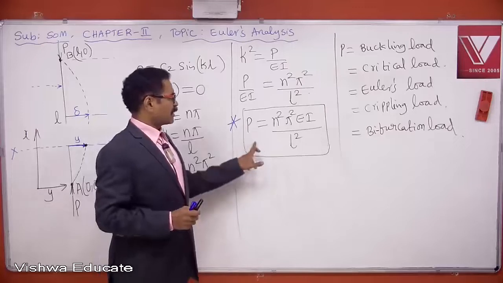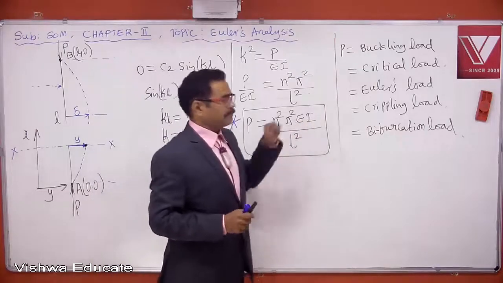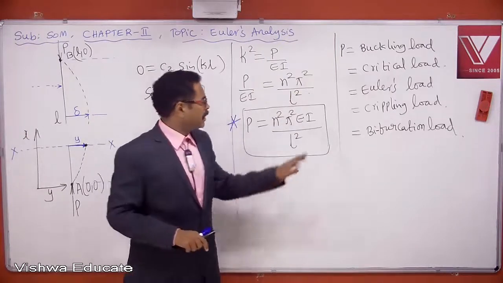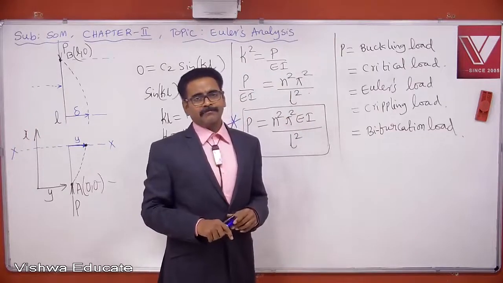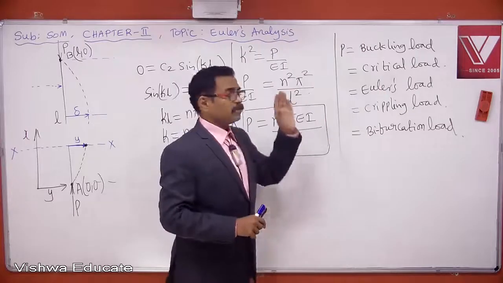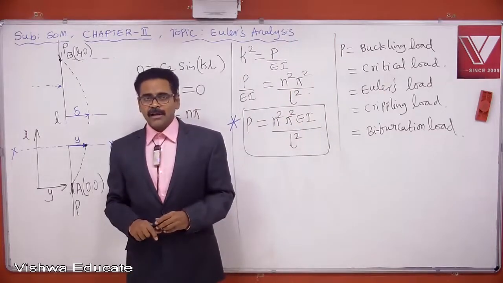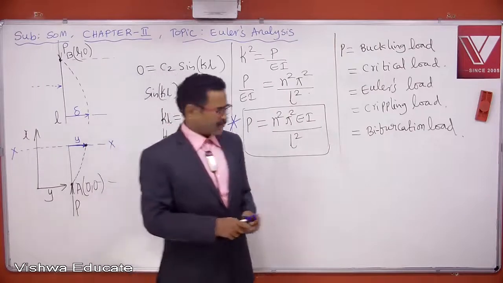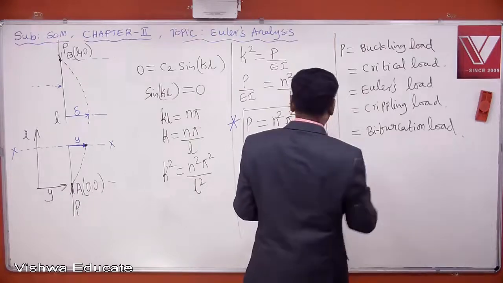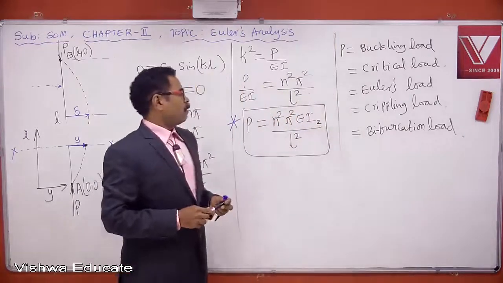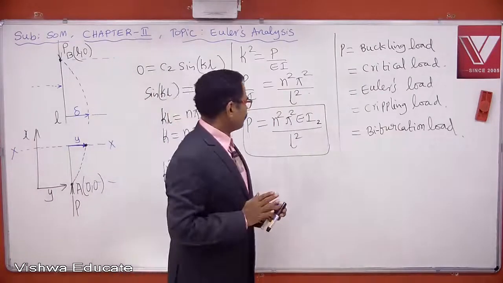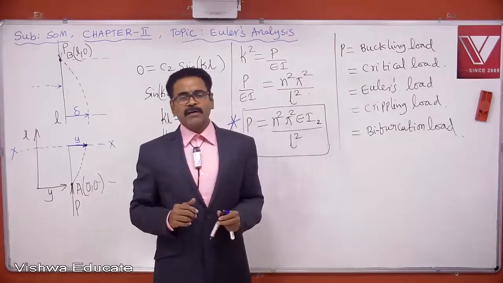First, Euler's critical load is proportional to E into I. What is this E into I? In beams, E into I is called flexural rigidity. So I should say here, I am writing I2. What is I2? Lowest moment of inertia of the column's cross section or minor principal moment of inertia.